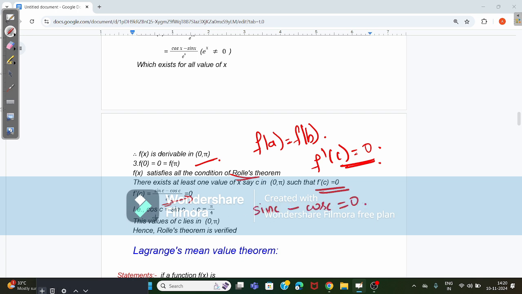That equals cos c minus sin c, so the c value is pi by 4. This pi by 4 lies between 0 and pi. So hence Rolle's theorem is verified.